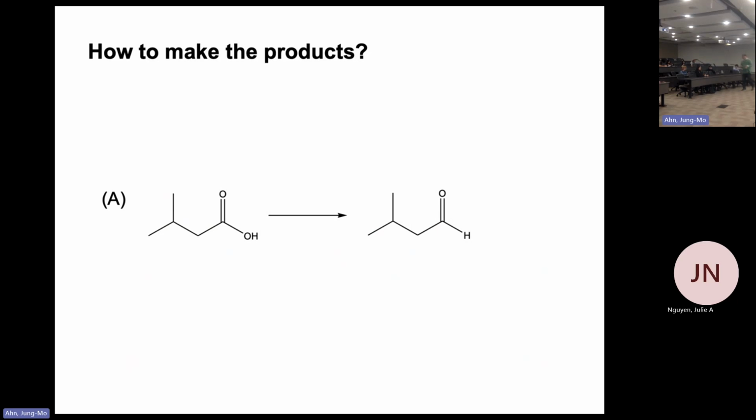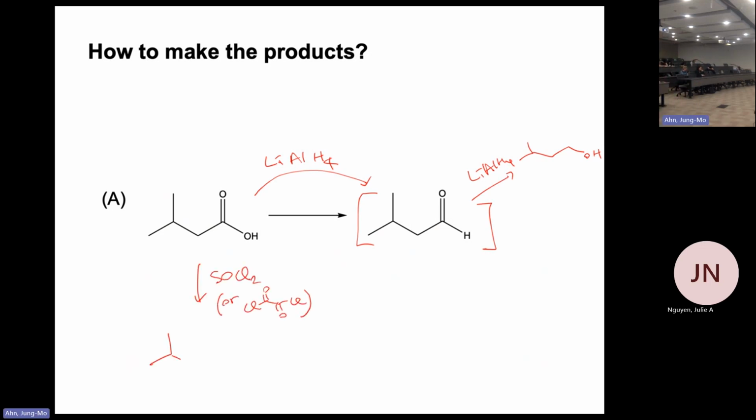How are you going to make it happen? We only need to replace OH with a hydrogen, but there's no direct way. If you're using lithium aluminum hydride, as I said earlier, you will not get an aldehyde. It will go through the aldehyde, but the aldehyde is reduced further to the primary alcohol. So lithium aluminum hydride is not doing the job.